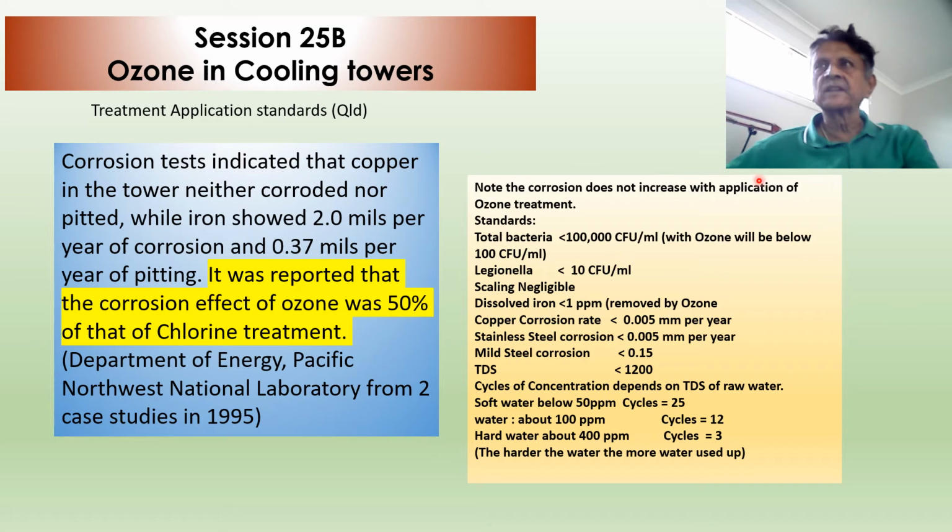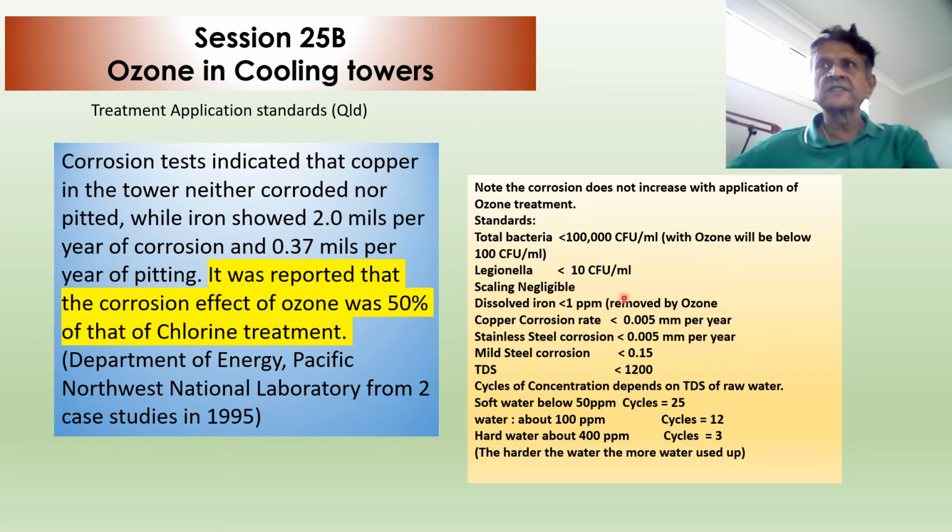The table here is chlorine, against biocides with ozone. The total bacteria was above 100,000 CFU per mil. With ozone, it will show below 100 CFU per mil. Legionnaire will be below 10 CFU. Dissolved iron will be below 1 ppm and is removed by ozone.